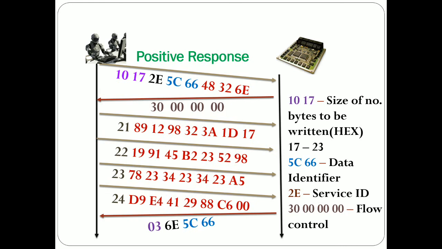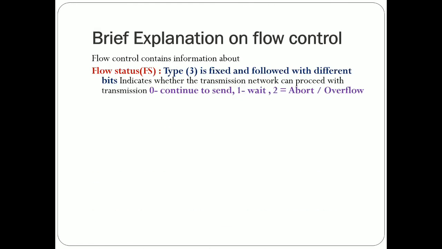If developers have not implemented it, it will by default keep on sending without delay. You cannot change anything. Okay, so this is FS, that is flow status. Type 3 is fixed and followed by different bits that indicate whether the transmission can proceed, that is, continue to send without any delay. One means wait, two means abort or overflow.